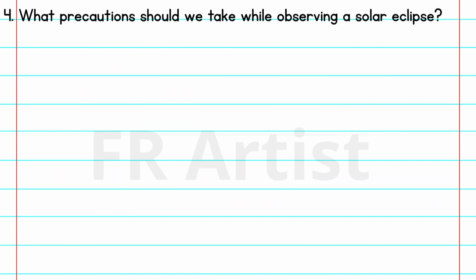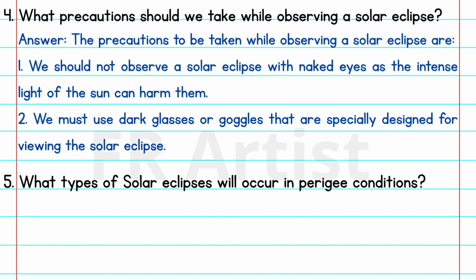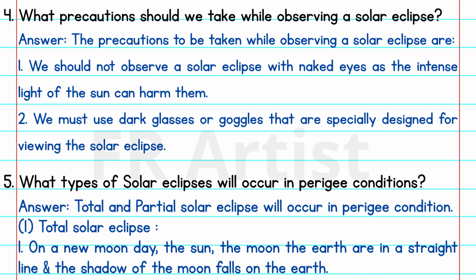Fourth, what precautions should be taken while observing a solar eclipse? Answer: the precautions to be taken while observing a solar eclipse are: first, we should not observe a solar eclipse with naked eyes as the intense light of the Sun can harm them. Second, we must use dark glasses or goggles that are specially designed for viewing the solar eclipse.